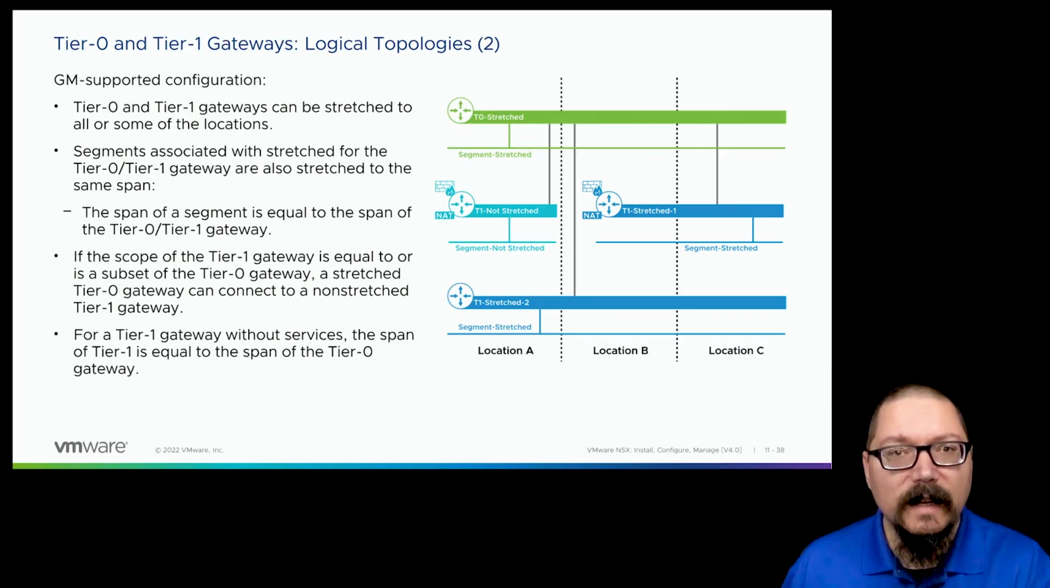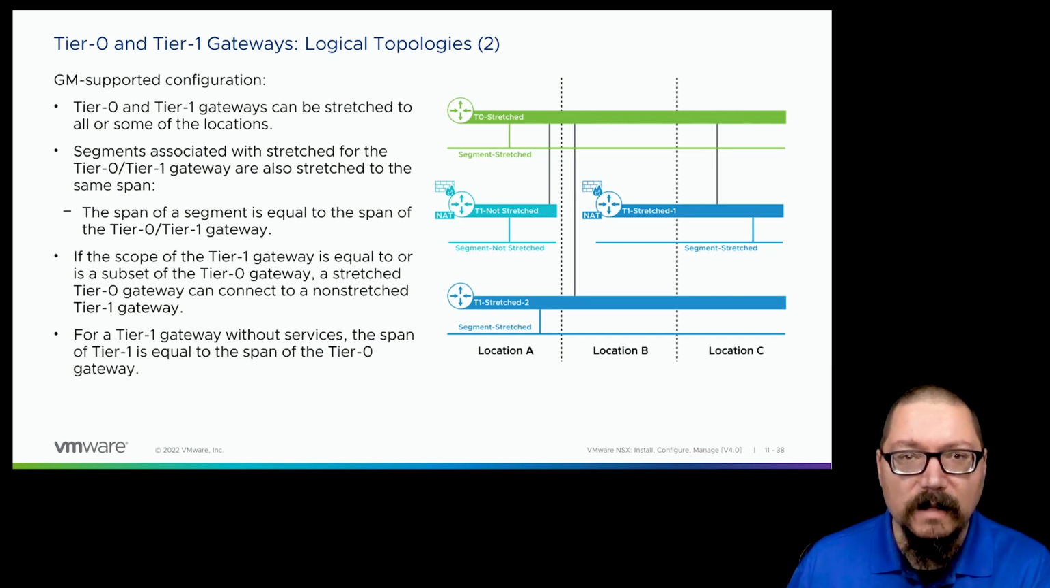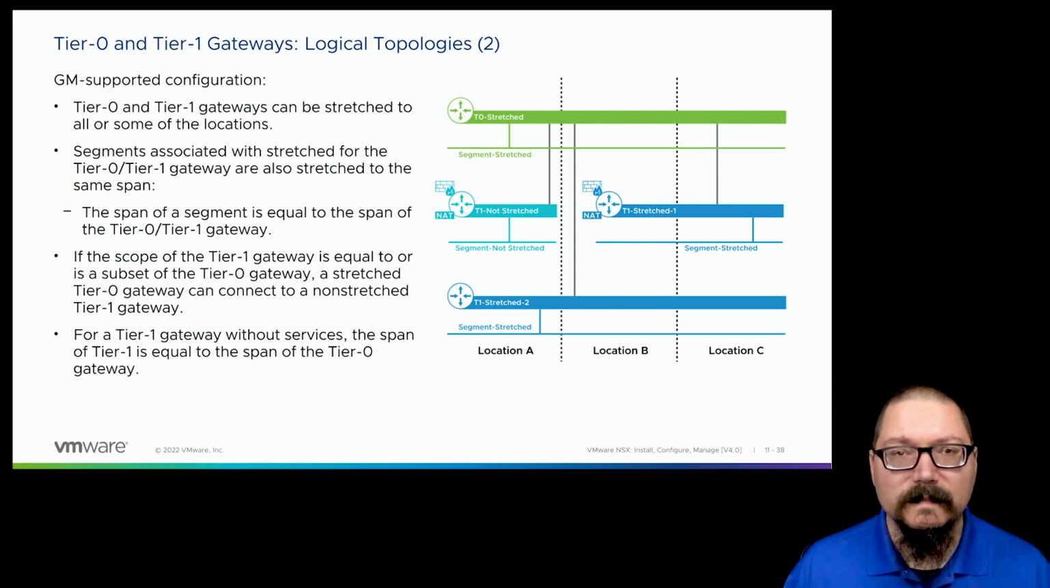I can have a tier 1 gateway that stretches from location B to location C attached to that same tier 0 gateway, because that tier 0 gateway provides coverage of locations B and C. I have a tier 1 gateway that stretches locations A, B, and C, just like the tier 0 gateway. I can link that tier 0 gateway to the big tier 1 gateway, because my tier 0 gateway covers locations A, B, and C, just like the tier 1 gateway.